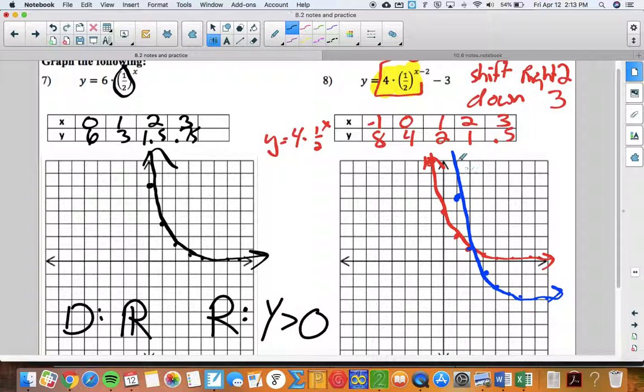Over here, using the blue function, the blue graph, I can plug in anything for my x value. But the output, it looks like, will never go below negative 3, or even reach negative 3. It'll never get to negative 3. So the y value is always going to be above negative 3. So our range is y is greater than negative 3.